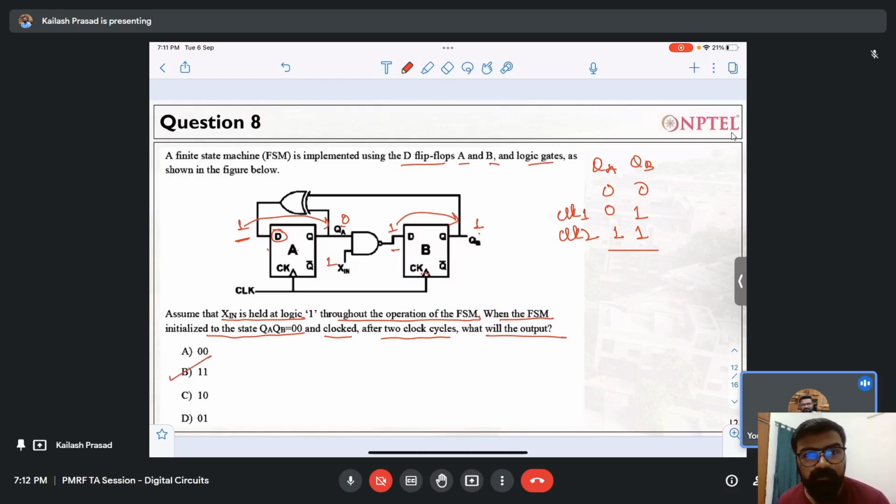Is that clear, everybody? Is that clear? What about other students? Is it clear? Other students? Okay. I request students to just type yes or no, so that I can understand.